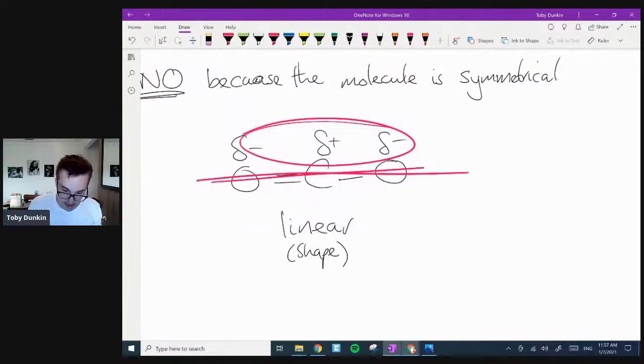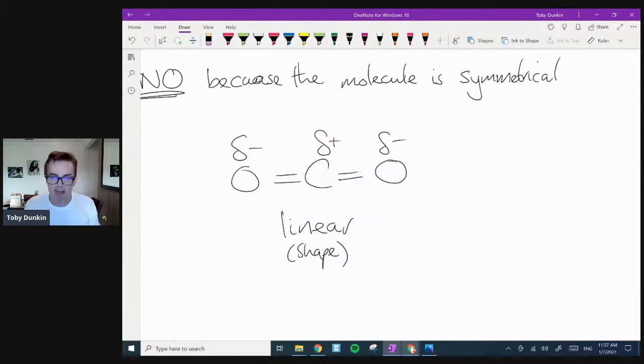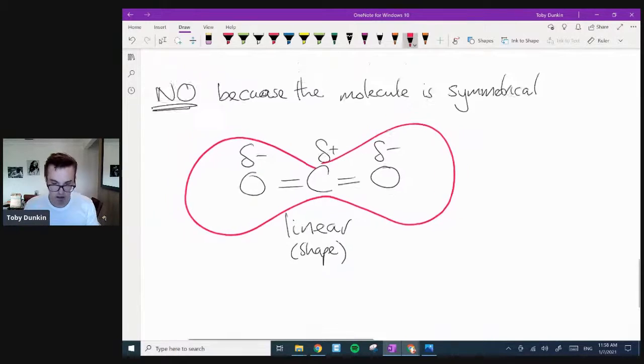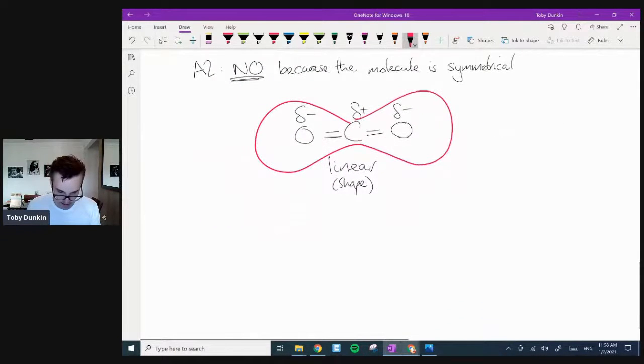People often ask me what it would look like from an electron cloud perspective. It would look like this. It would be symmetrical. It will be pulled heavily towards the oxygens because the oxygens are both more electronegative than the carbon, so they're going to get dragged that way, but it's symmetrical. So this is actually a non-polar molecule. Okay, let's look at another one.